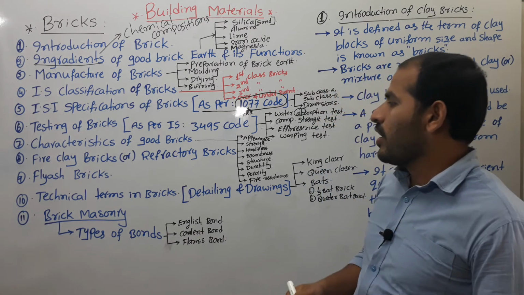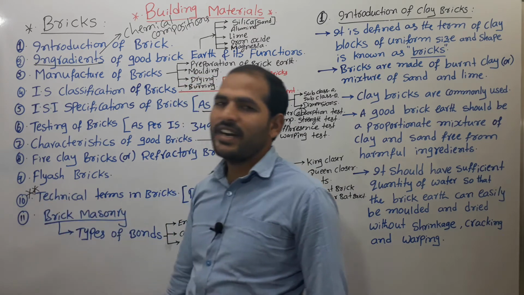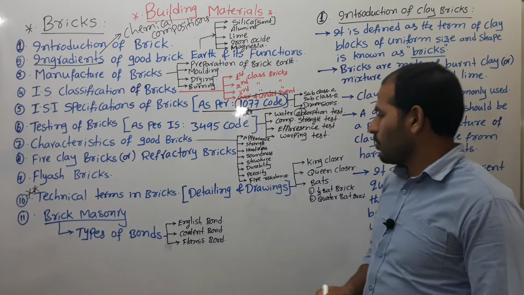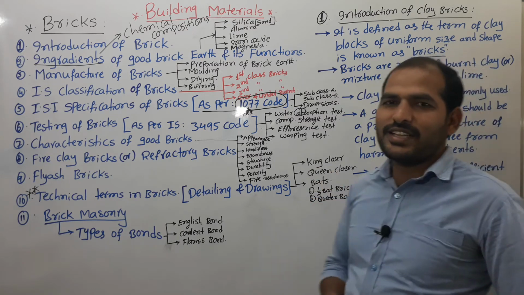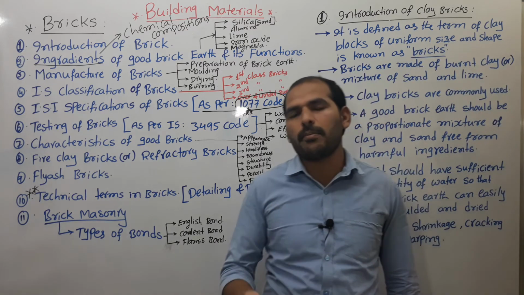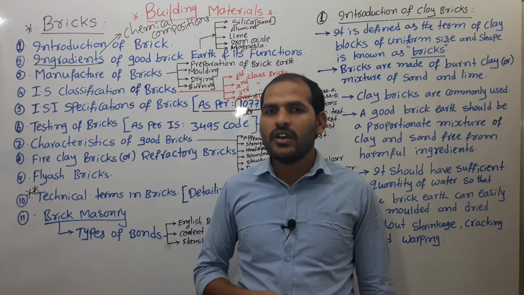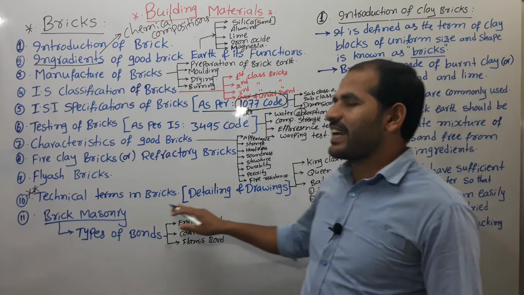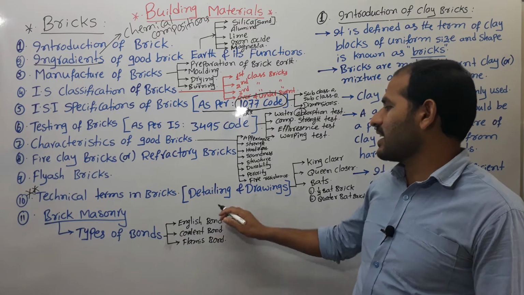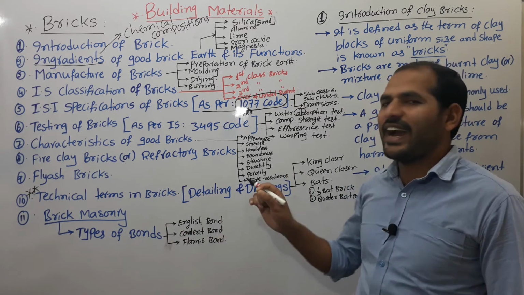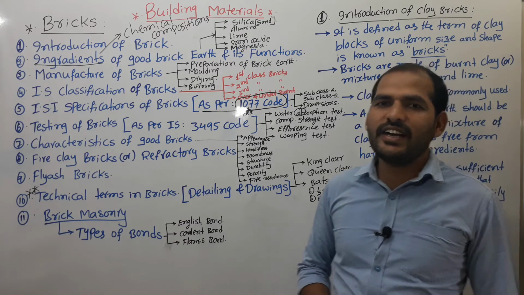So this is also very important from our examination point of view, that is, technical terms, right? What is the king closer, what is the queen closer? And what are the bats, that is, what is the half bat brick, what is the full bat brick, what is the quarter bat brick? So like that, different technical terms are there. These technical terms in bricks are based on drawing and detailing.